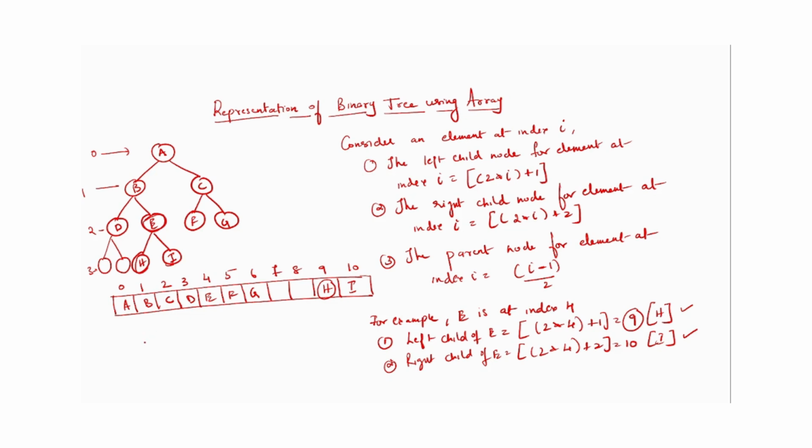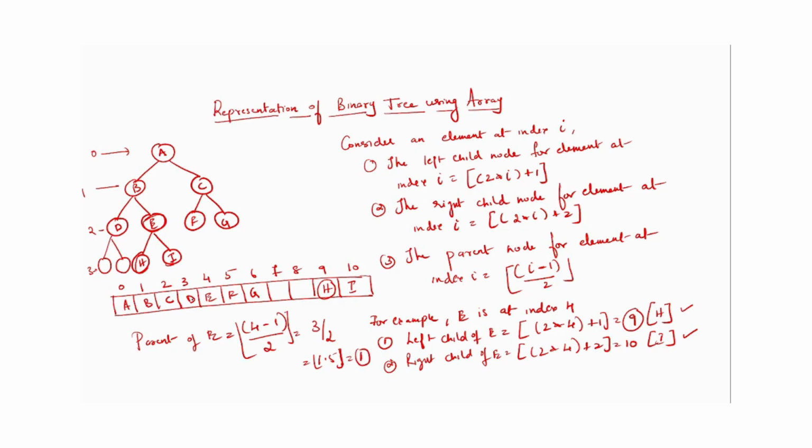Now let us check what is the parent of E. For this formula we have the floor value, where it is floor of (i minus 1) by 2. E is at index 4, so it is floor of (4 minus 1) by 2, that is 3 by 2, which is 1.5. The floor of 1.5 is nothing but 1.